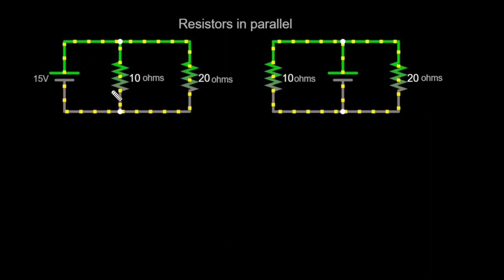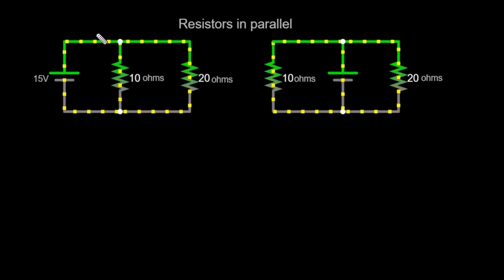One thing we also have to know about resistors in a parallel connection is that the same voltage flows across each of the resistors. So with these two resistors that I have here, the same voltage is across them. This 15 volts that I have here is the same voltage that will be across these two resistors. So now let's learn how to calculate the total resistance for resistors in a parallel connection.